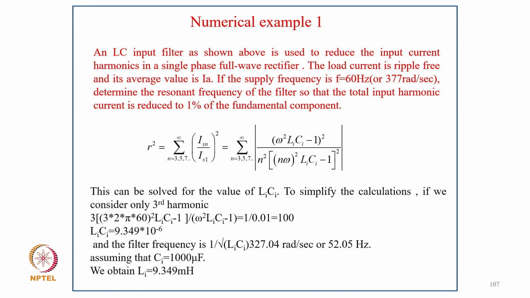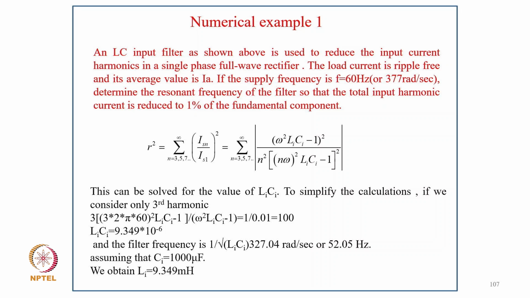Now coming to numerical solved example 1. An LC filter as shown is used to reduce the input current harmonics in a single phase full wave rectifier. The load current is ripple free and its average value is IL. If the supply frequency is 60 Hz, determine the resonant frequency of the filter so that the total harmonic impedance is 1% of this. Then the sum over N of IS upon IS1 squared equals the sum over N of (omega LICI minus 1) divided by N squared (omega squared LICI minus 1) squared. This can be solved for the value of LICI.